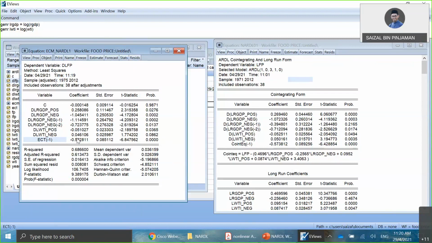So here we have the ECT. In this case, the coefficient value is negative, and it is not lower than -1. You can also see that the probability is lower than 10%. Remember, in this discussion, we're using the 10% significance level as an indicator to decide whether to reject or fail to reject the null hypothesis.